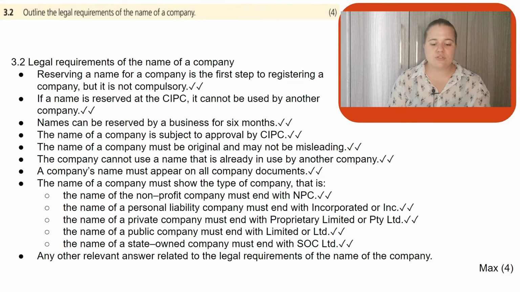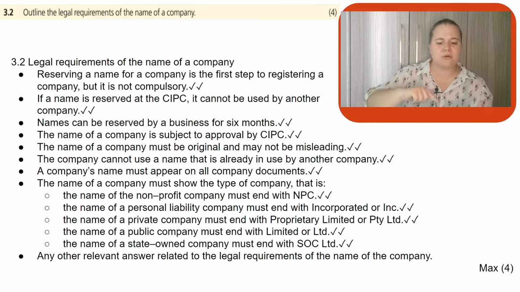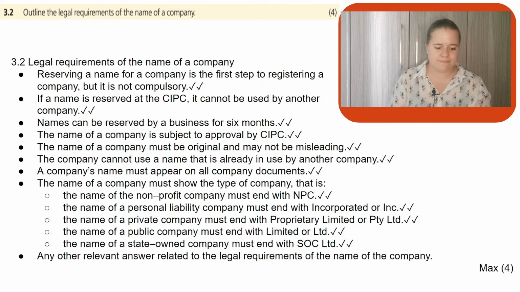They cannot use the name of a company that is already used by another company. Do you see that this bullet is similar to the other bullet? Can you write both? Of course you can. A company's name must appear on all the company documents. Any document you have for the company, you need the company name on it. The name of a company must show the type of business that it is.